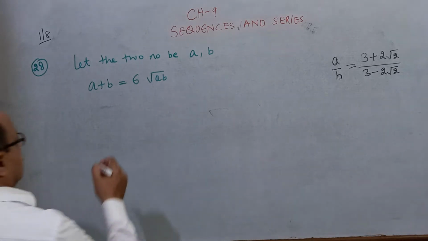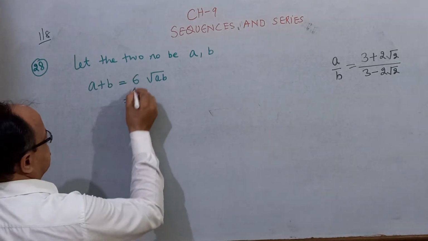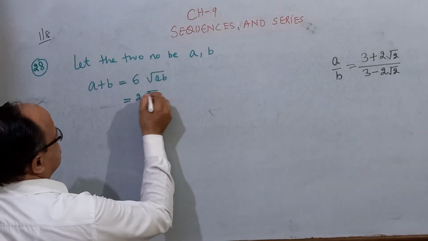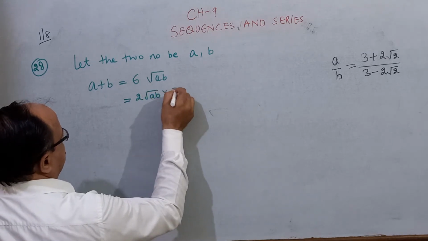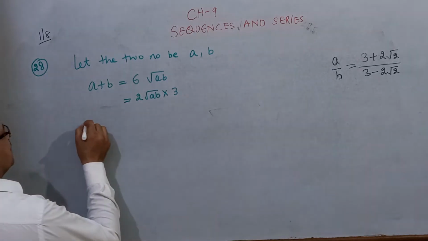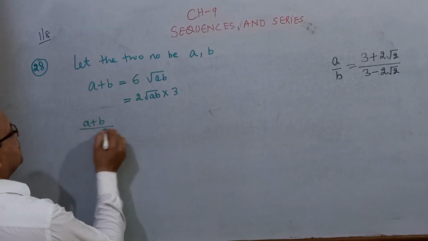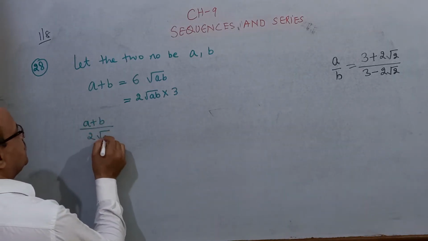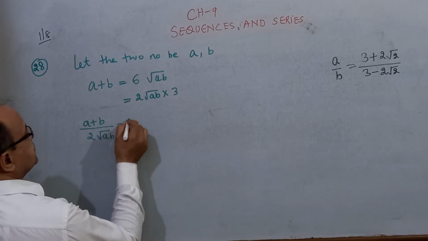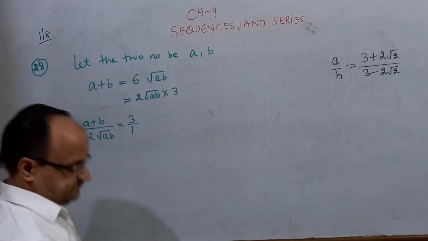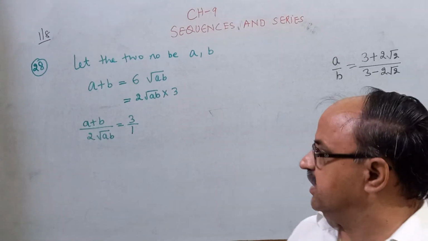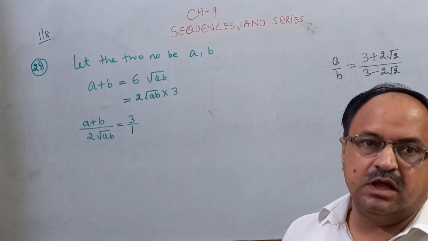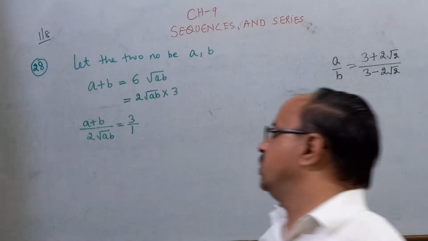Here, can you break this term like this? 2 root AB into 3. Can you write like this? Therefore, A plus B upon 2 root AB is equal to 3 by 1. Check this step. Can you break like this? Now apply componendo and dividendo.